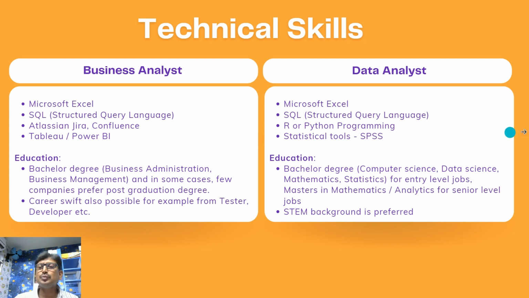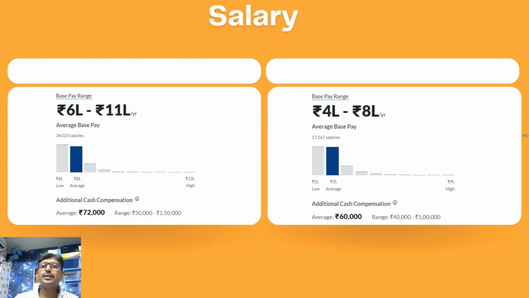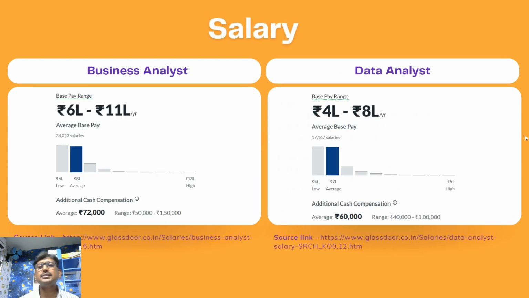Now let's come to the third and final point for the comparison between business analyst and data analyst, which is the salary. So I have taken the reference from Glassdoor. I have just gone to Glassdoor and searched for the salary for business analyst and salary for data analyst. And that's the figure for business analyst. It says the basic pay range is 6 to 11 lakhs. And for data analyst, it's between 4 to 8 lakhs basic pay range.